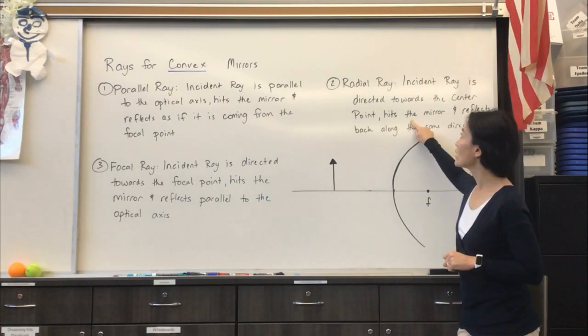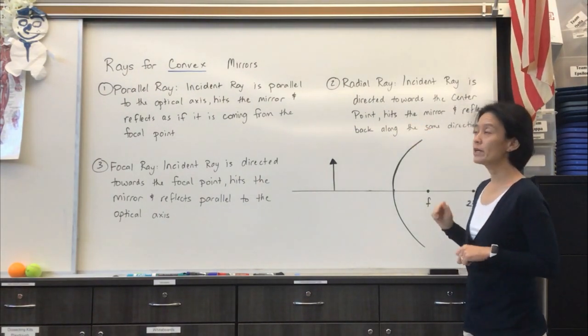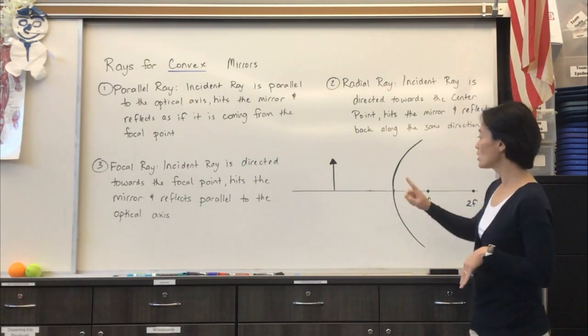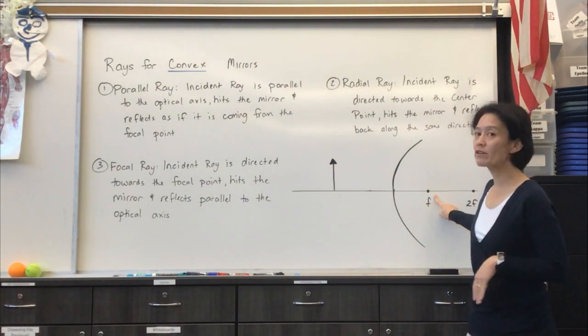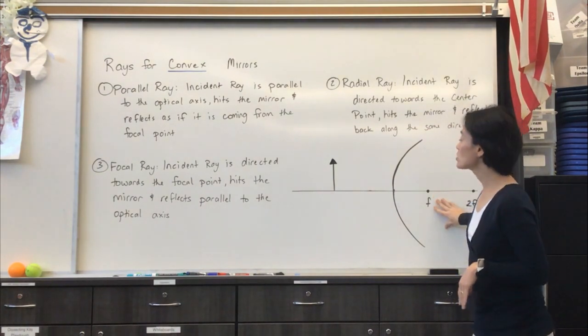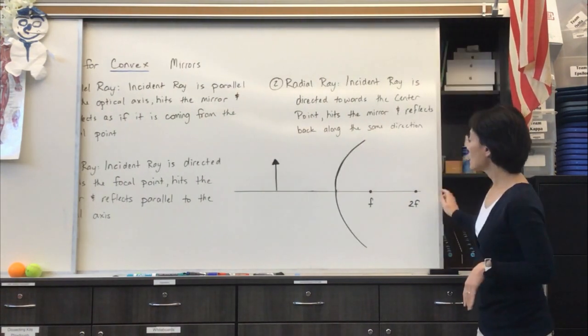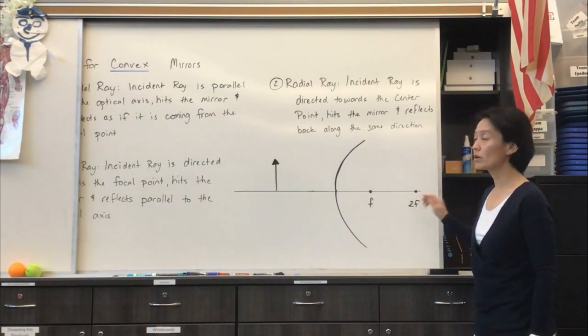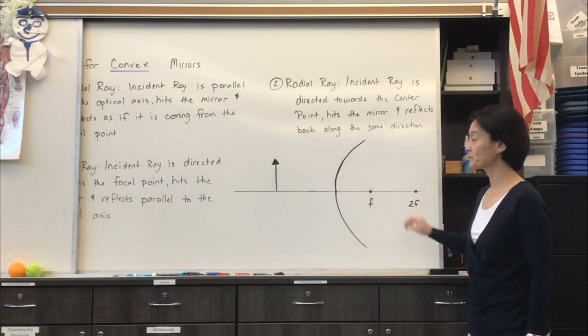The radial ray is very similar to before. It's going to move as if it's going to pass through the center point. Remember, focal point for a convex mirror is on the other side. So it's going to move as if it's going to pass through this point. It's going to hit the mirror and it's going to reflect off that same direction.